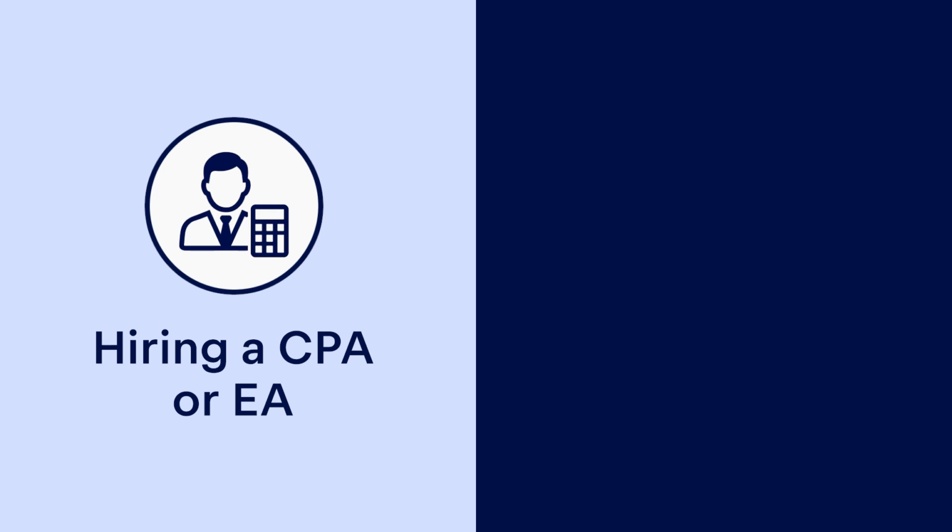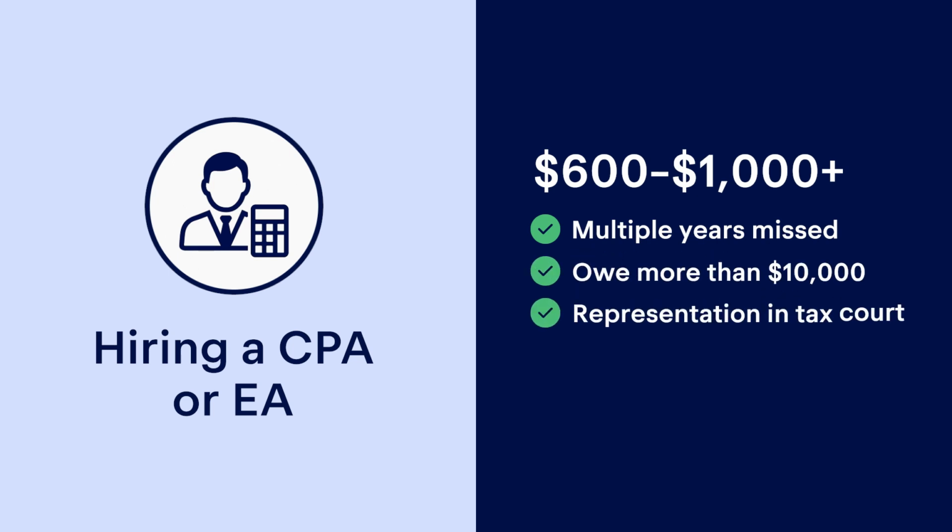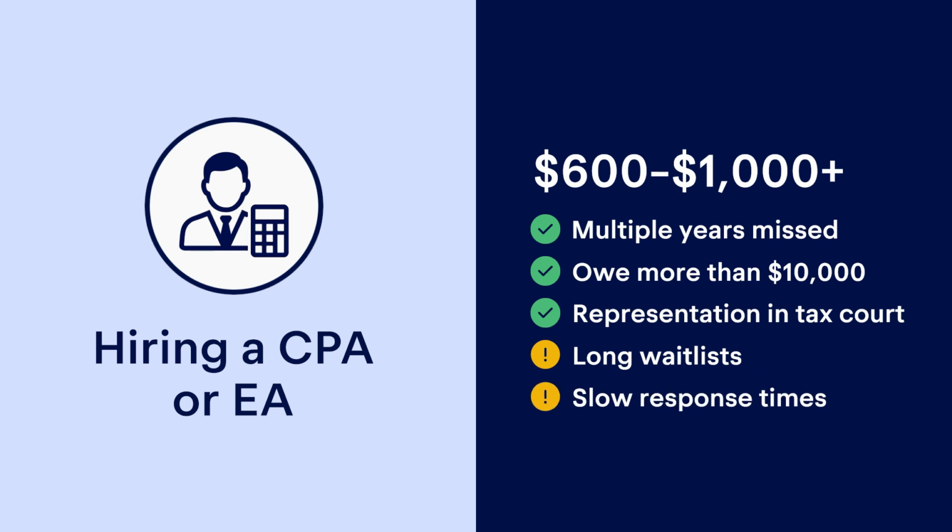The second method is hiring a CPA or EA to file for you. This costs anywhere between $600 to $1,000 and is best for people with multiple years of missed returns who expect to owe more than $10,000 and might need representation in tax court. This is a great method for people who need expert guidance, but the downside is that CPAs and EAs typically have long client waitlists and slow response times, meaning your case could drag on longer than it needs to.